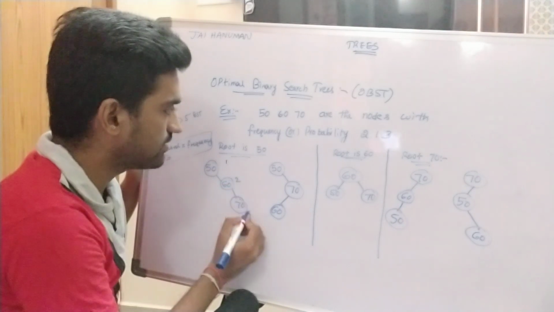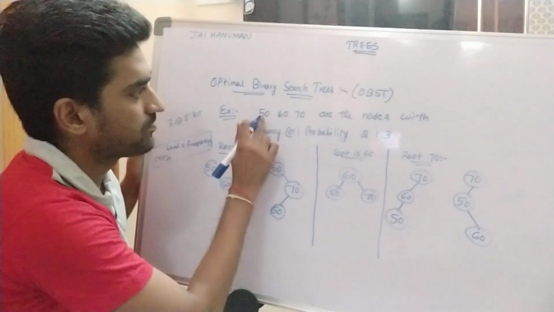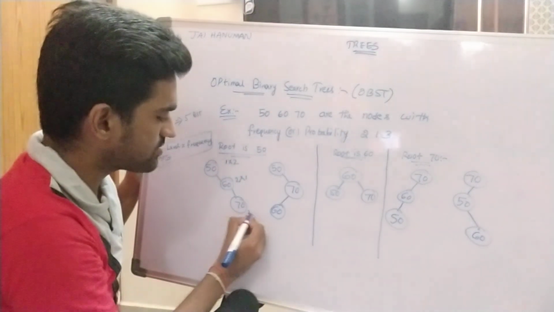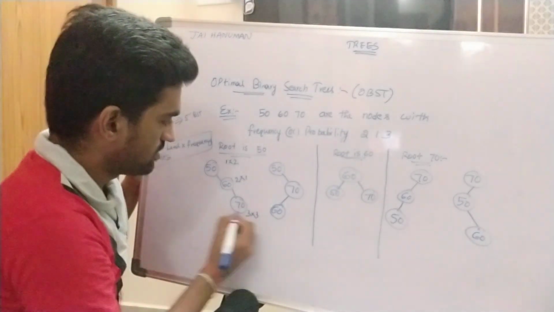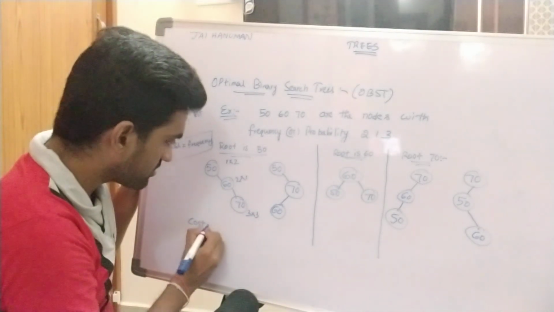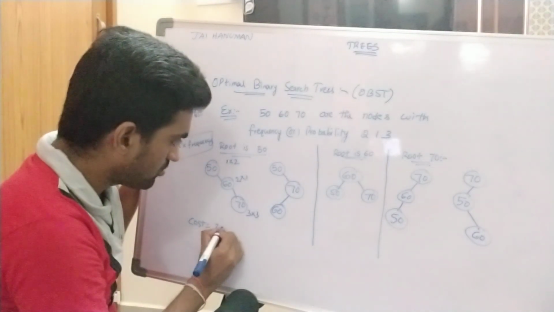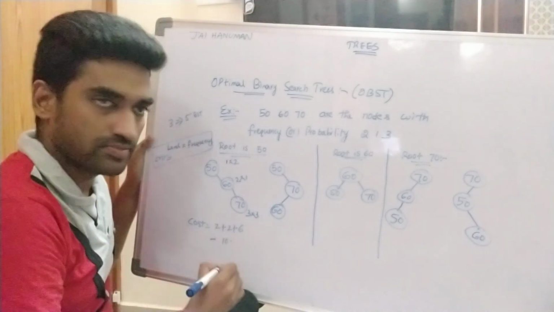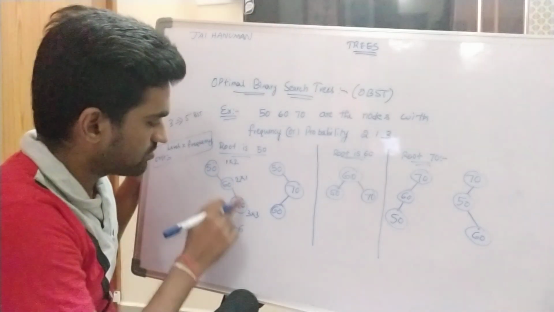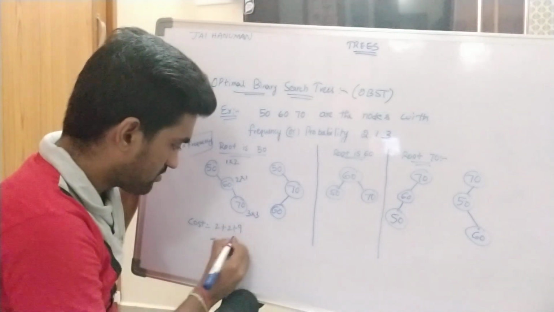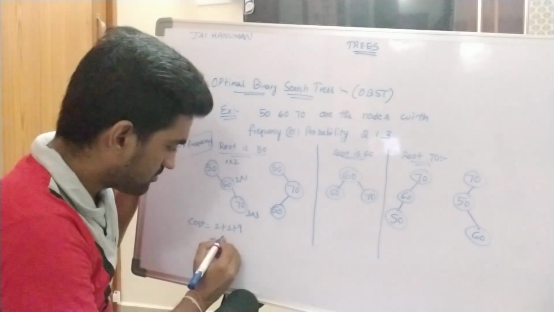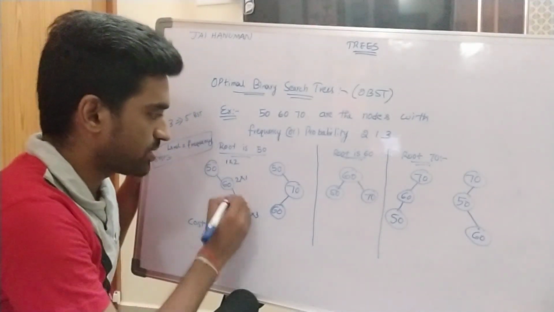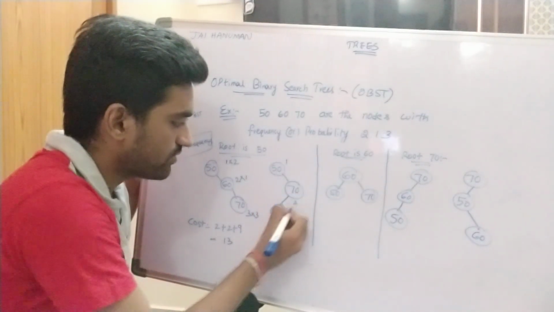So here, first level, second level, third level. What is the frequency for 50? 2. What is the frequency for 60? 1. What is the frequency for 70? 3. So the total cost of this binary search tree is 1 into 2, 2 plus 2 into 1, 2 plus 3 into 3, 9. So 9 plus 4 is 13. So the total cost is 13 for this binary search tree. Here I am calculating the cost of this binary search tree.